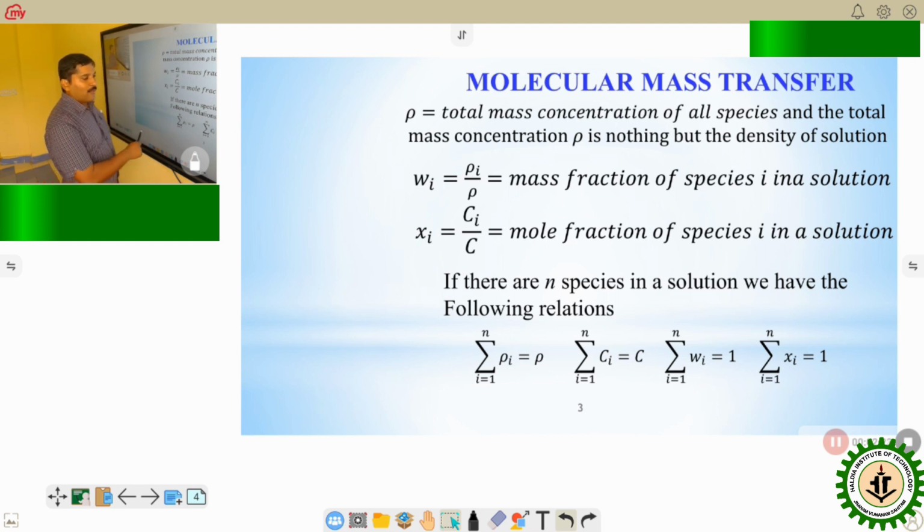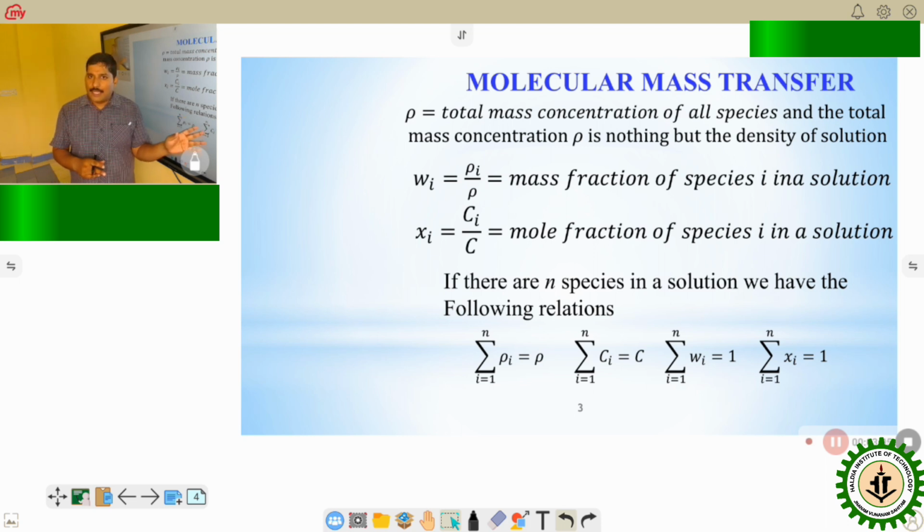Now if we consider n number of species in a solution, we can write these four small and very useful equations. The summation of i equal to 1 to n of rho i is equal to rho, the total density of the system or solution. The summation of Ci is equal to C, the total concentration of the solution. The summation of the mass fractions wi is obviously 1. In the same way for the mole fraction, the summation of xi is equal to 1. This terminology we mainly use in mass transfer operation.